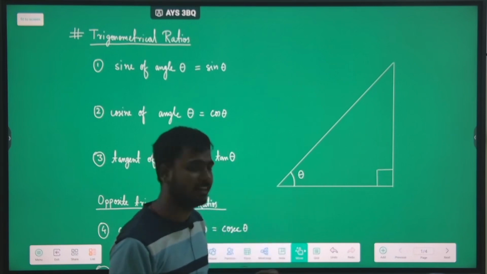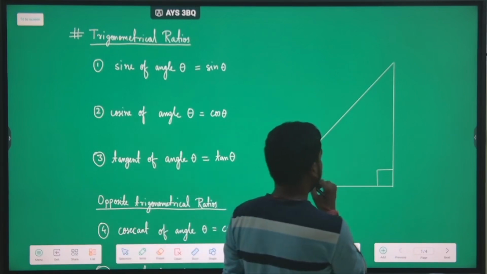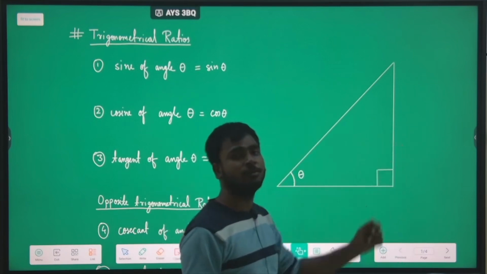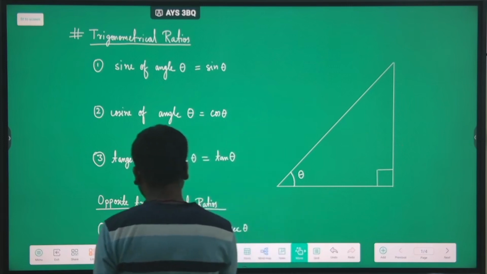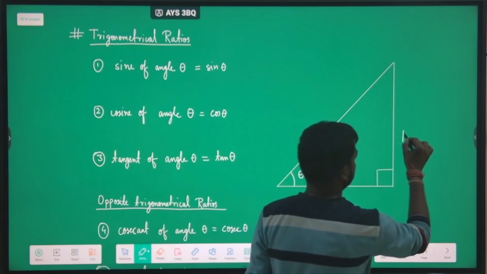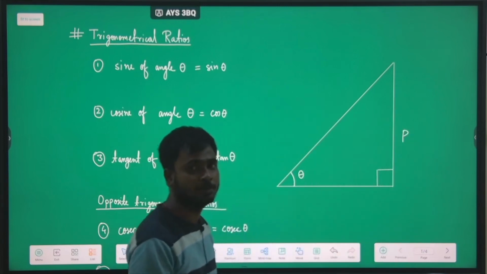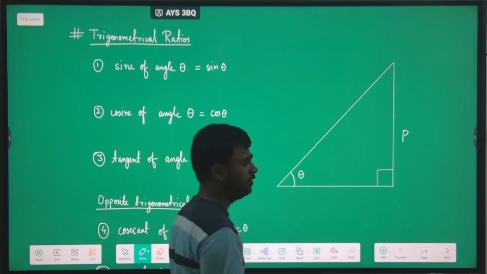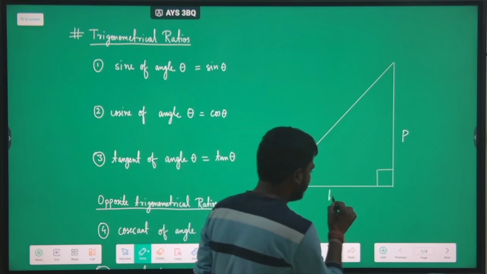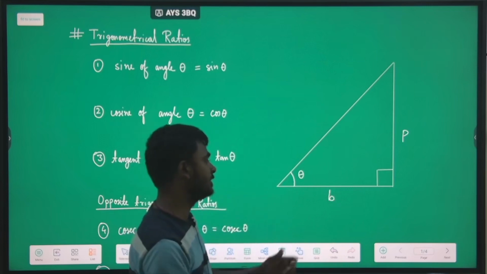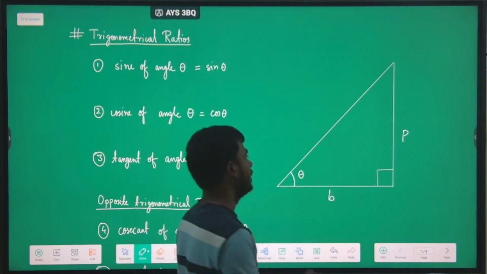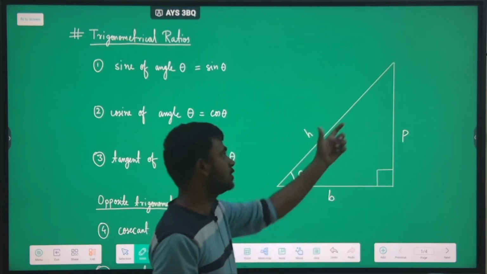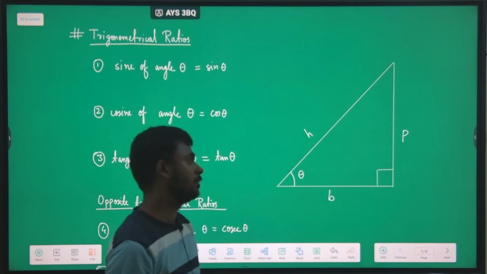But for a right angle triangle, the side which is directly away from theta is termed the perpendicular. The side beside this theta is the base of this triangle, and this side is called the hypotenuse of this triangle.